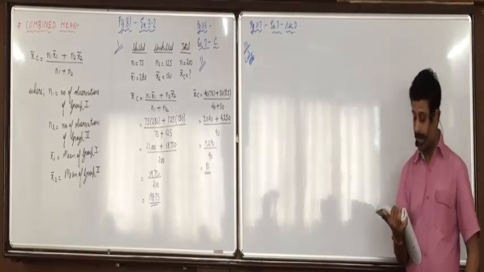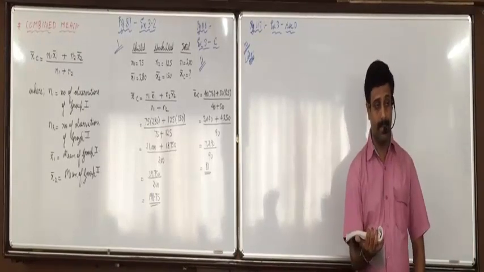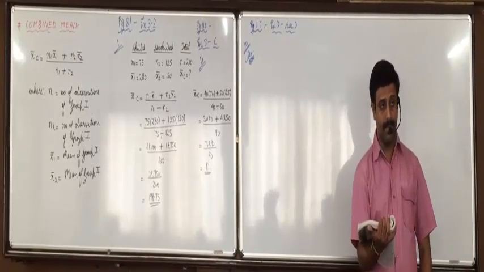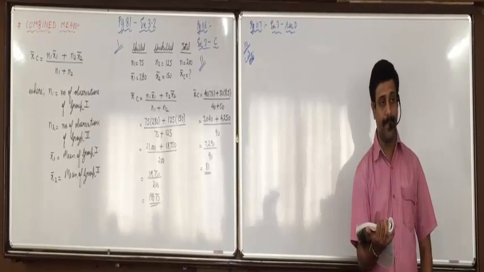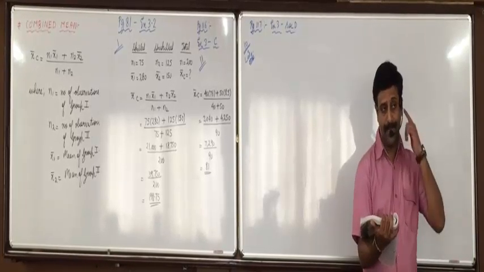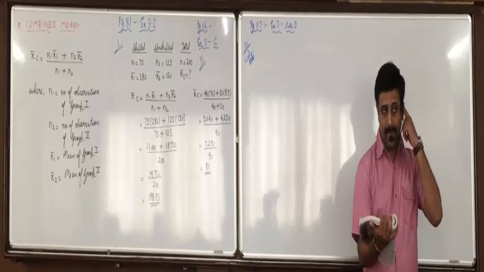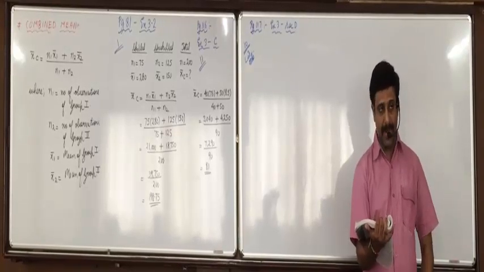Kiran? So what is 34, 57, 60 and 59? 34 is N1, and 57 is X1 bar?